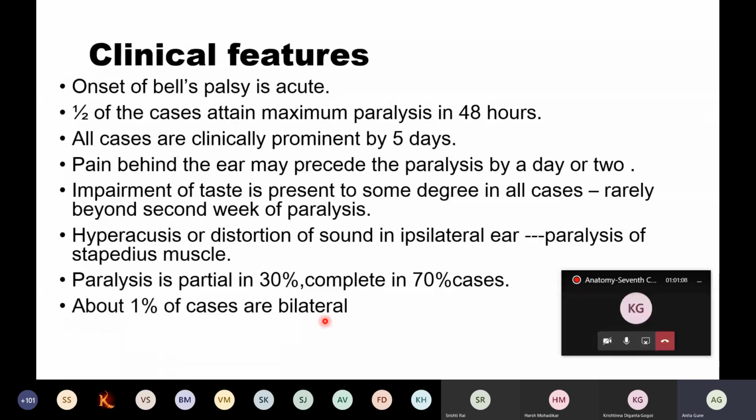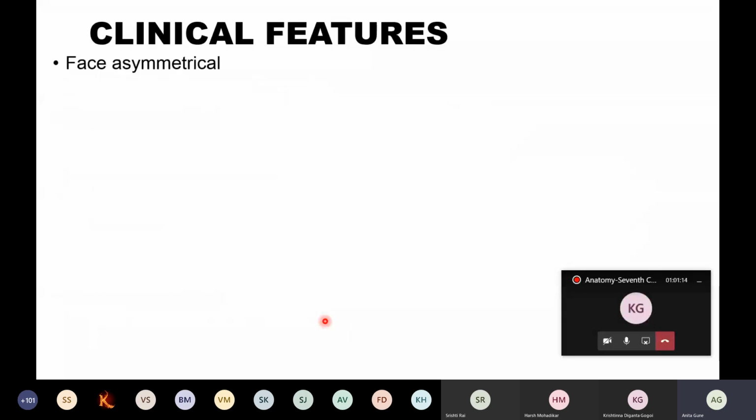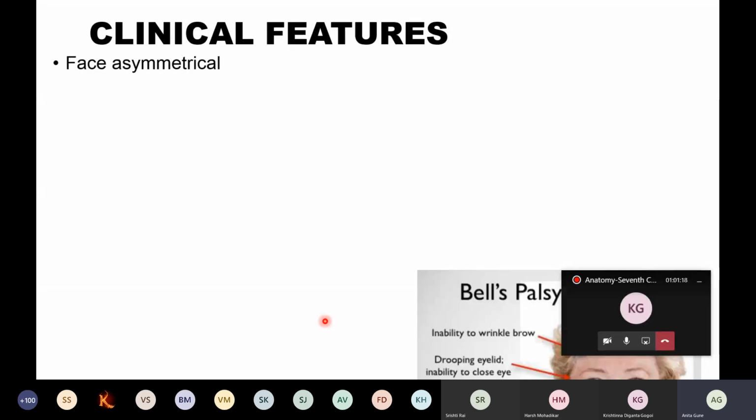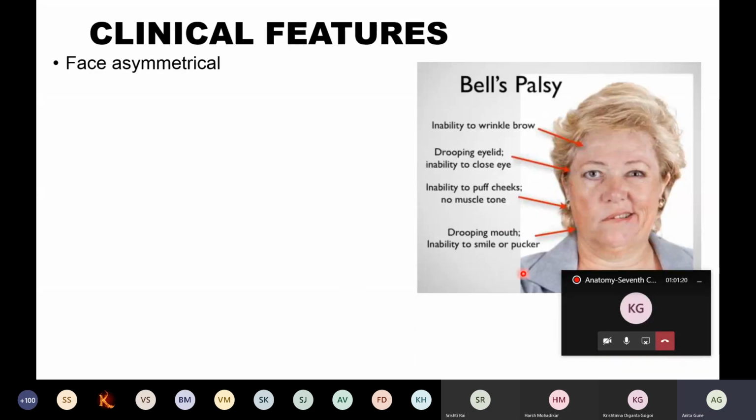As I told you, it is mostly unilateral. In 1% of the cases, it might be bilateral. Now, when you examine the person, these are the signs after the complaints. Now, if you see, the face is asymmetrical. You can see this asymmetry of the face.